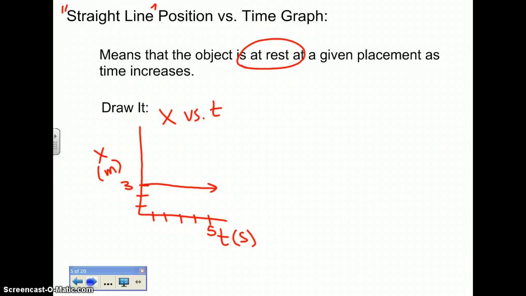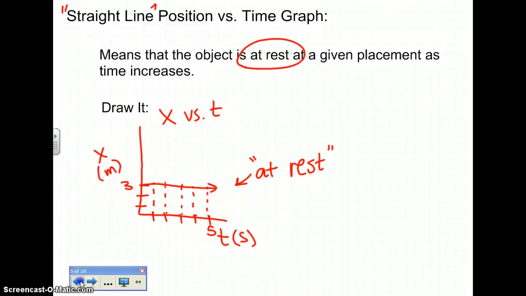At 1 second, you were at 3 meters. At 2 seconds, you're still at 3 meters. At 3 seconds, 3 meters. 4 seconds, 3 meters. 5 seconds, 3 meters. So in other words, you were at rest. Okay, we don't want to say stopped. Be physicists here. We're going to say the object is at rest for 5 seconds at the 3 meter mark. So a flat line, a straight line on a displacement versus time graph or position versus time graph implies that the object was at rest.